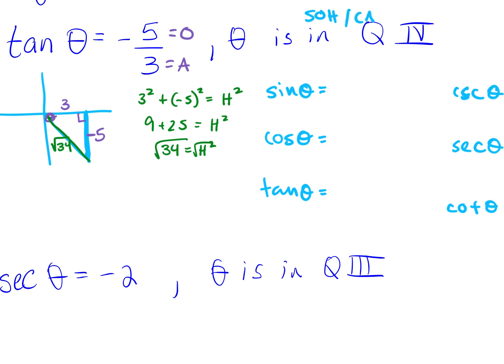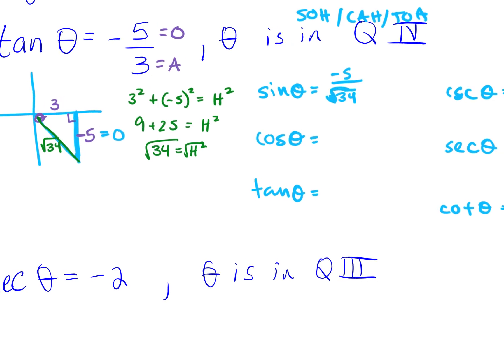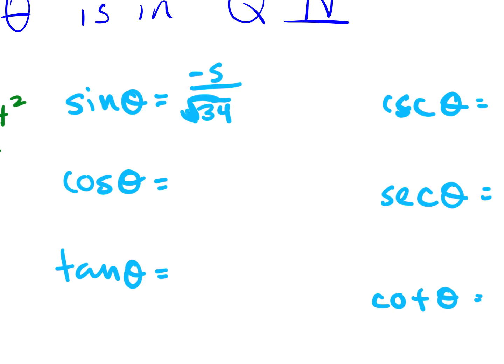So what's our opposite of theta? -5. So we have -5 over square root 34. Can we leave this as an answer on our quiz? No. What do we have to do? Rationalize. So we multiply the top and the bottom by square root 34. So we get -5 square root 34 over 34.